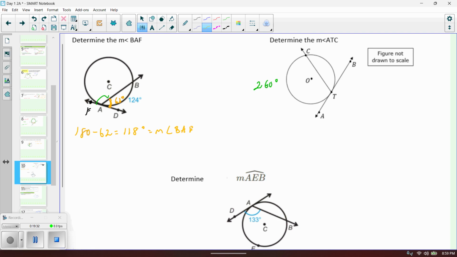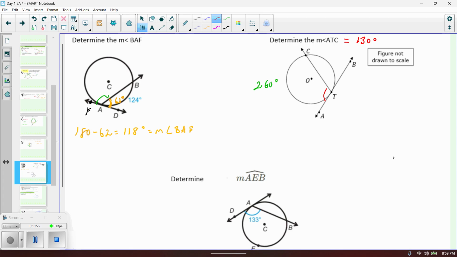Okay, let's try the upper right one. We are looking for the measure of angle ATC. Oh, this one should be much easier, because that is literally just going to be half of our 260, which is 130 degrees.